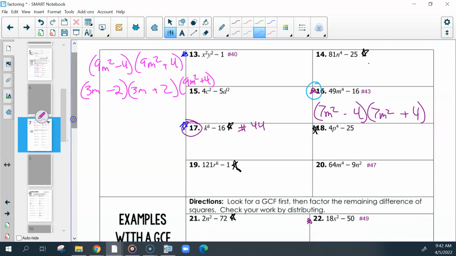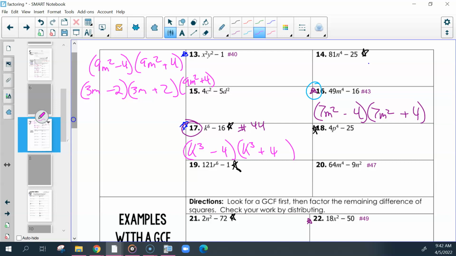Taking what we just found out about exponents that are not just 2, what would our factors for 17 be? K to the third. Two to the third. And 4. 4 and plus 4. So when you ask for factors, these are your answers. K to the third minus 4 and K to the third plus 4. Those would be your factors, your final answers.